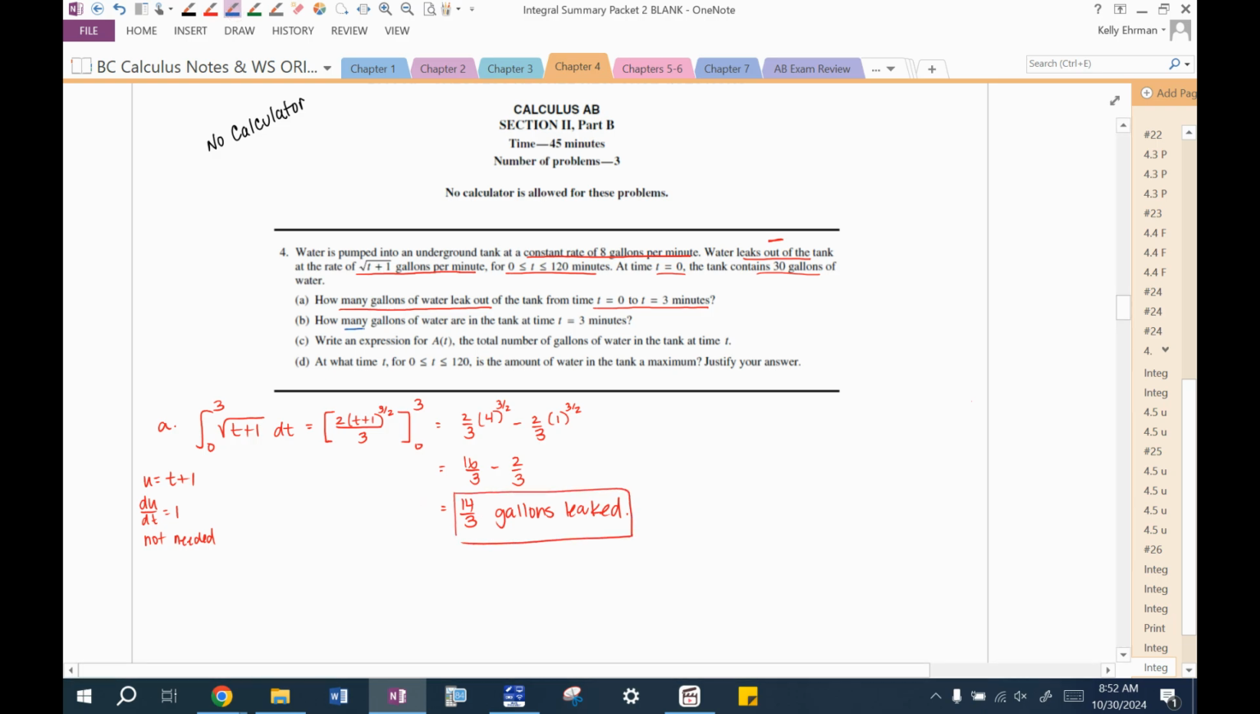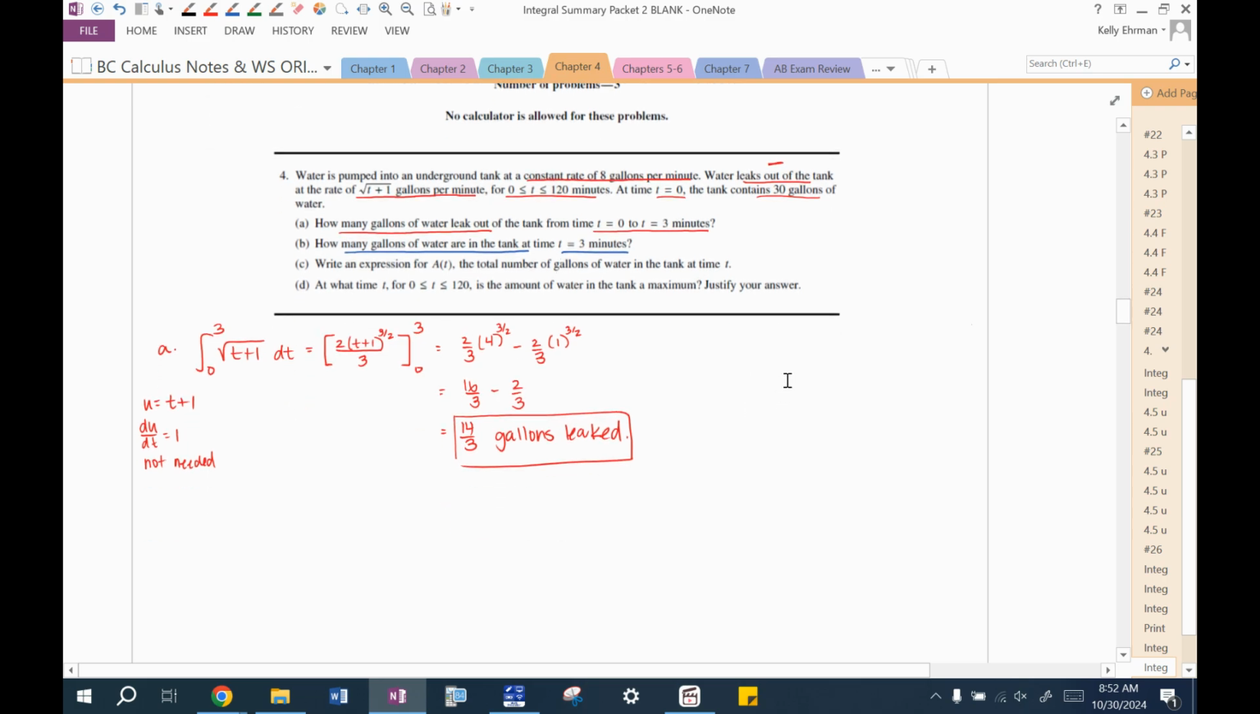For part B, how many gallons of water are in the tank at 3 minutes? So we need to think about, you don't have to call this a function, but I want to call A of t the amount in the tank. Okay, so I just like to have something to work with here. So how much is in the tank? So remember, you're starting with 30 gallons. So you're starting with A of 0, and you're adding to that the amount of water coming in from 0 to 3 minutes. The water coming in is just a constant 8 gallons per minute.